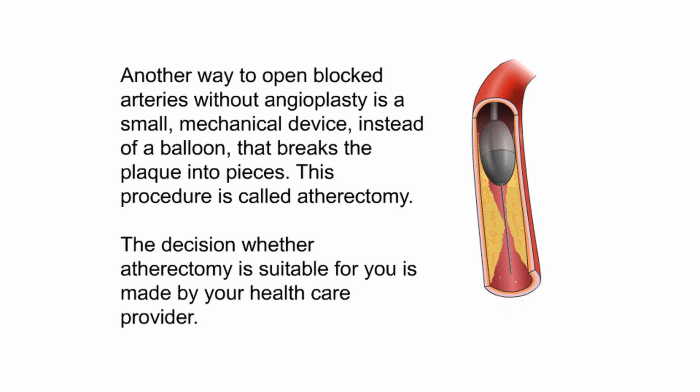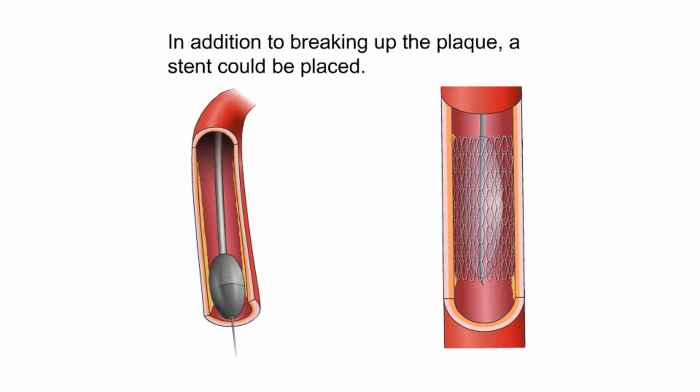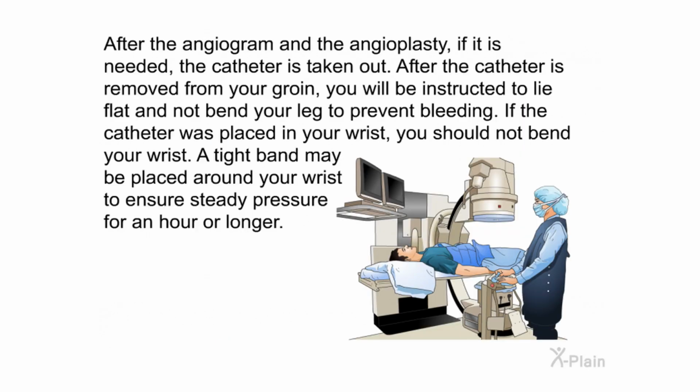Another way to open blocked arteries without angioplasty is a small mechanical device instead of a balloon that breaks the plaque into pieces. This procedure is called atherectomy. The decision whether atherectomy is suitable for you is made by your healthcare provider. In addition to breaking up the plaque, a stent could be placed. After the angiogram and the angioplasty, if it is needed, the catheter is taken out.